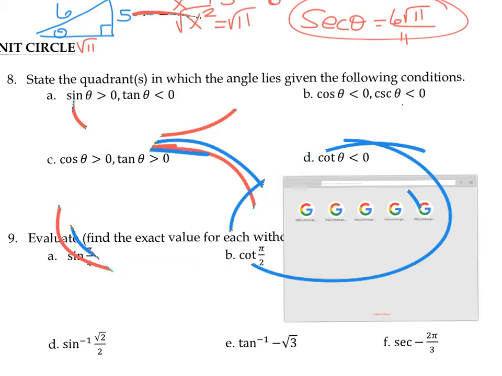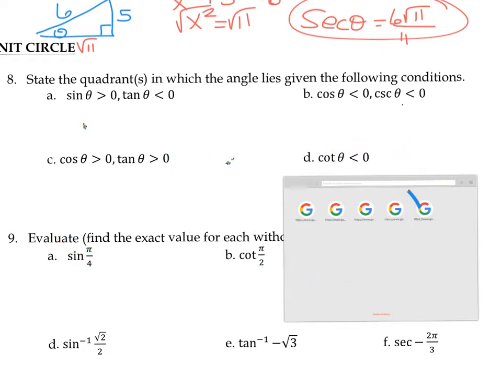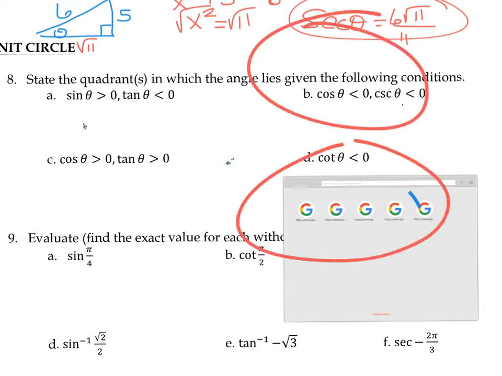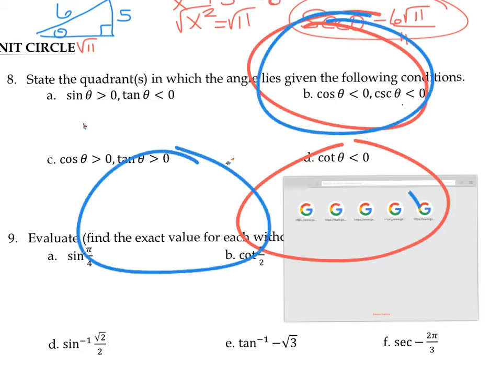If we look at letter C, it says cosine's greater than 0, so when is x positive? That's here and here. And when is tangent positive, which means they're either both positive, x and y, or x and y are both negative. That's here and here. So that's quadrant 1 where they overlap.